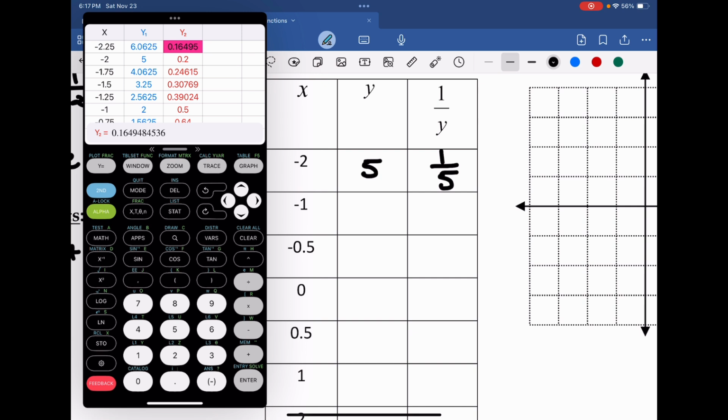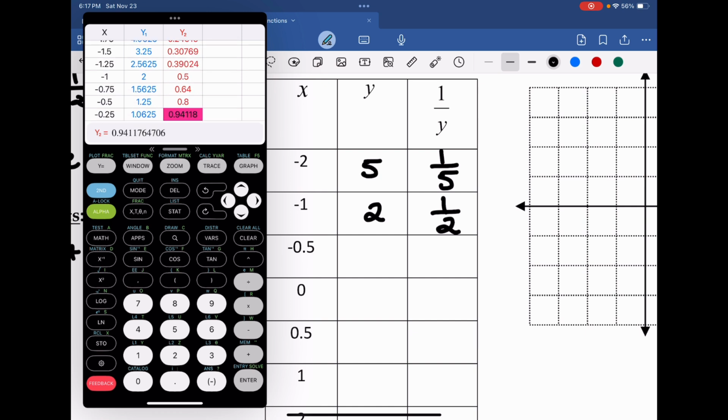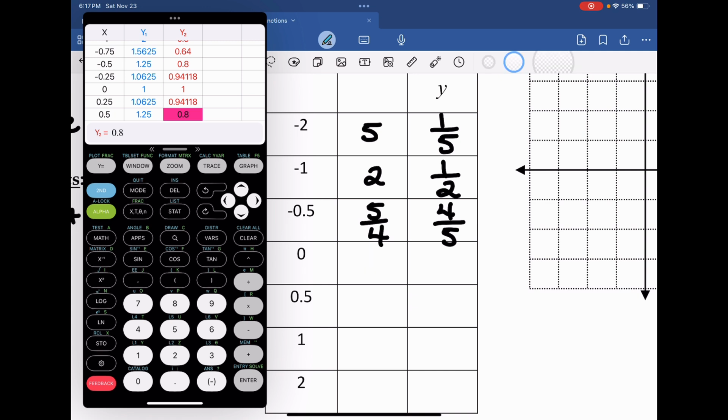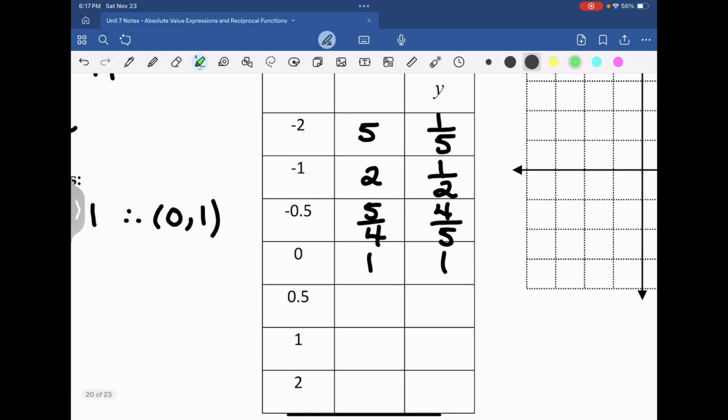We have the reciprocal of that, which is 1 over 5. If we go to negative 1, this is 2. The reciprocal of that is 1 over 2. If we go to negative 0.5, that gives us 1.25, which is 5 over 4, so I'm going to write it as 5 over 4. The reciprocal of this is 4 over 5. If x equals 0, we have 1 and 1, which was our only invariant point, actually.